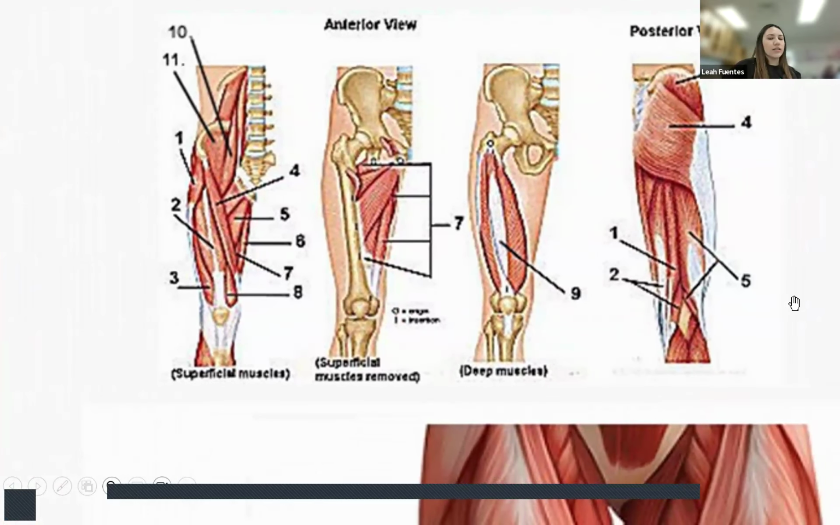Okay, moving this way, we're going to move posteriorly. What are these two muscles up here? Gluteus. Okay, we have a, what is this one? Maximus, yeah. This is going to be your gluteus maximus. And what about this one up here? Yeah, medius.